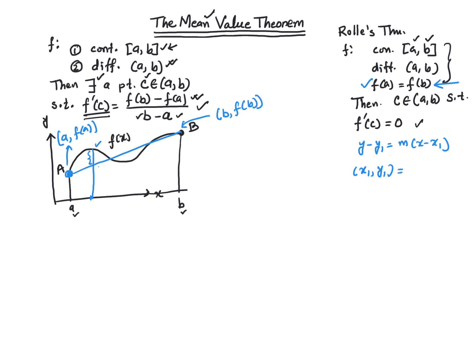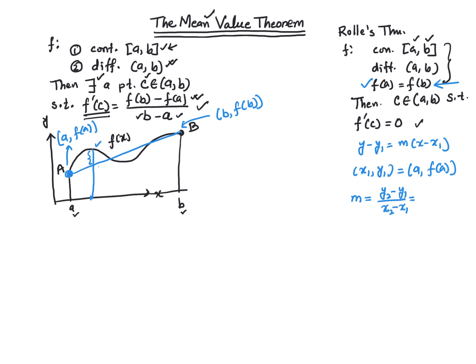Now, I'm going to use the left point, which is (a, f(a)). So that's my fixed point. Now, to find the slope of the straight line, you know that the slope of a straight line is m equal to (y2 minus y1) divided by (x2 minus x1). Okay?